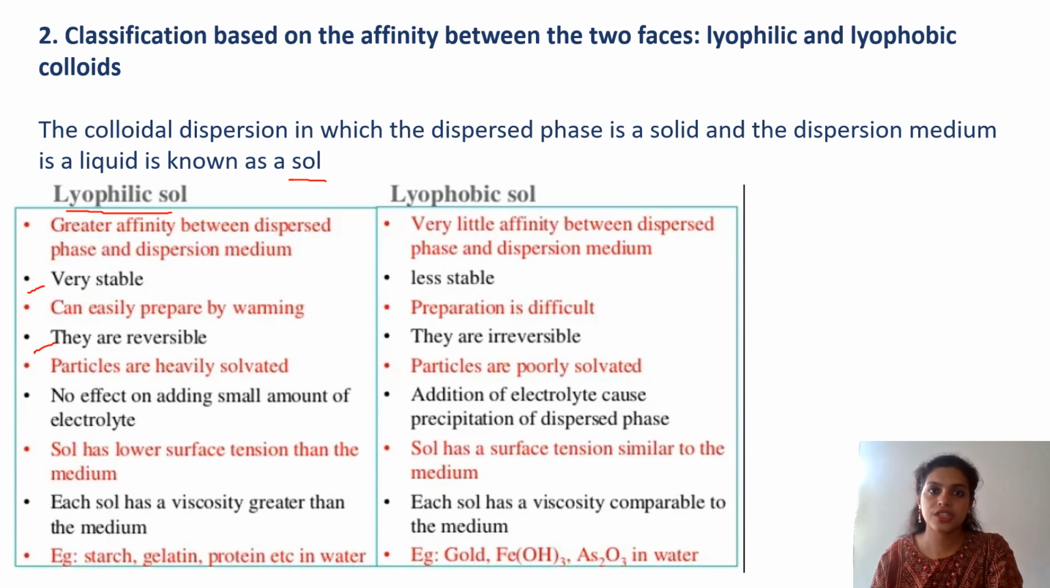And the surface tension is similar to the medium. We know lower surface tension is a stabilizing factor, but here the surface tension is similar to that of the medium, and viscosity is also similar to that of the medium. Of the dispersed phase and dispersion medium, there is not much change in surface tension and viscosity. Examples: gold sol, ferric hydroxide sol, arsenic As2O3 sol, etc. in water. Okay, if these are dispersed in water you will get a lyophobic sol.